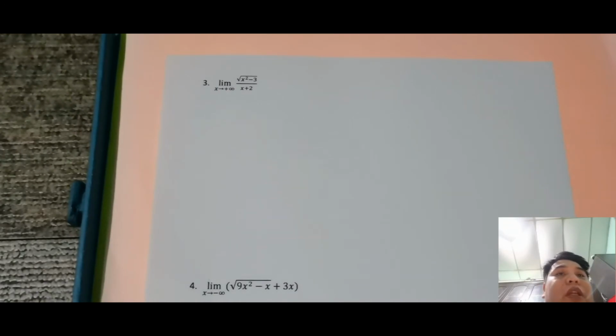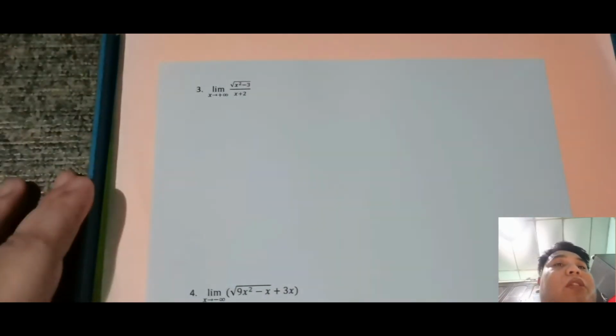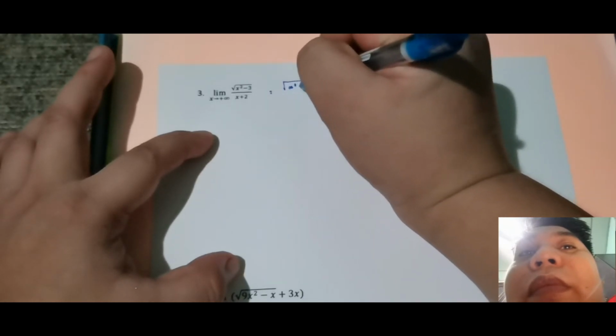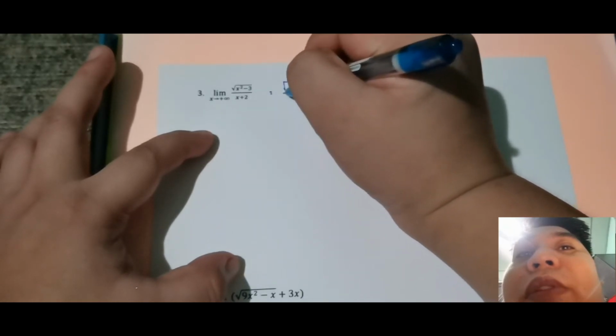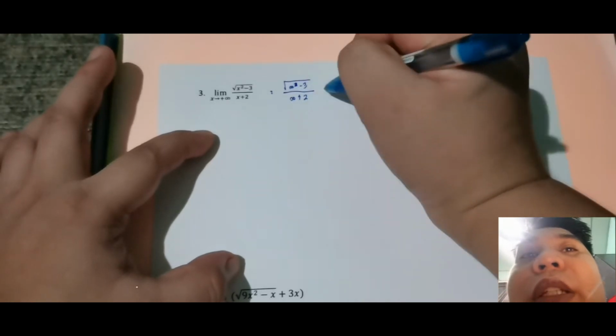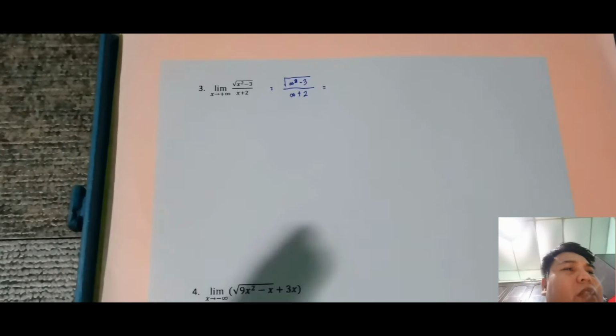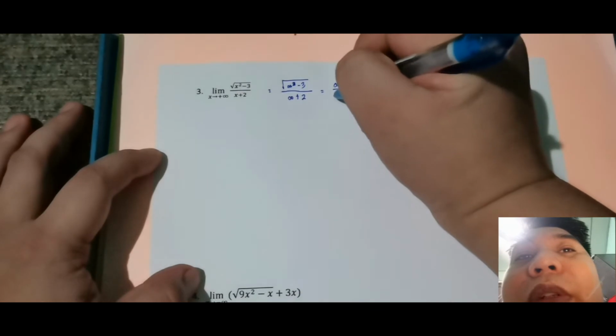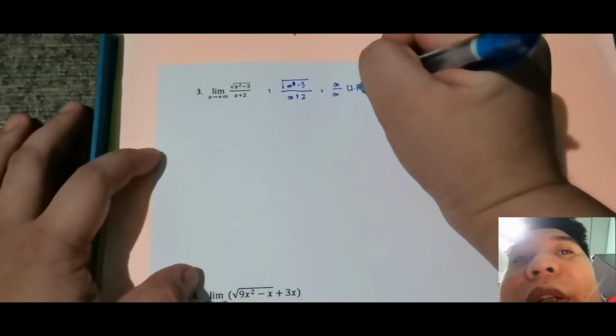Okay, so for number 3, so let's have the limit ng square root ng x squared minus 3 over x plus 2 as x approaches positive infinity. Okay, so assuming in-apply mo yung positive infinity. So, nung in-apply mo yung positive infinity, that is equal sa square root ng infinity squared minus 3 over infinity plus 2. So, this is equal sa infinity squared minus 3 is infinity. Square root of infinity is infinity. So, this is infinity over infinity, which is indeterminate form.